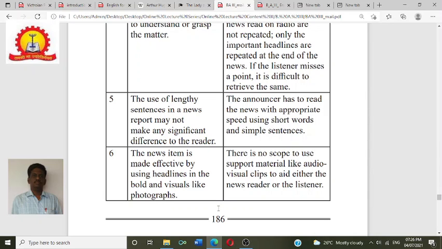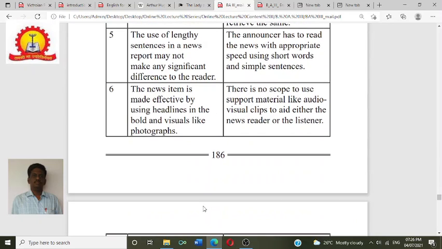So this is the difference between radio and print media. Then the sixth difference: the news item is made effective by using bold headlines and visuals like photographs. When you see the first page of a newspaper, it is in color. Most newspapers use red if the news is very important. They may even use different colors. You can make it bold, make it italic. All these facilities are available with print media.